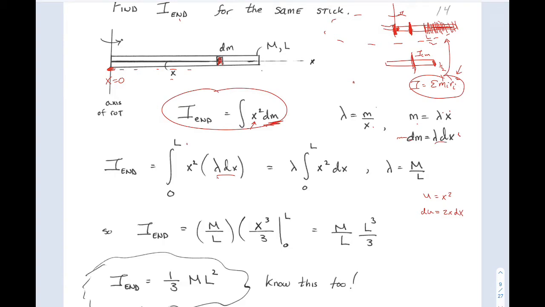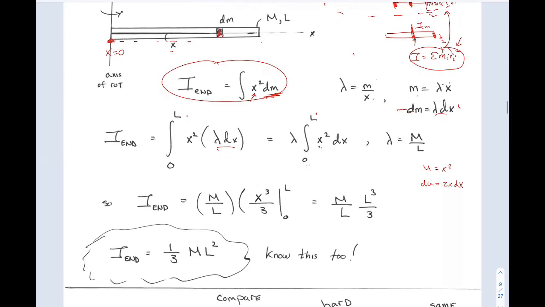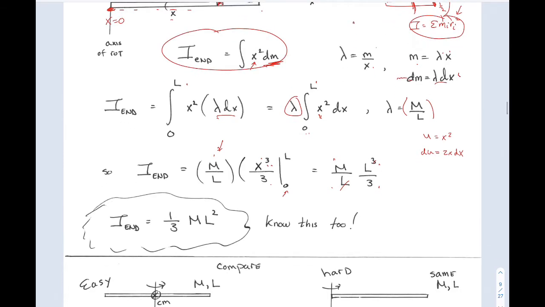So lambda comes outside, integrating x squared from 0 to L. That makes life easy because I only have the upper limit. And where I have my lambda, I'm putting in the mass of the stick divided by the length of the stick. x squared integrates to x cubed over 3. My lower limit, 0. So here's my mass per length, and then I get x cubed at the upper limit, L cubed over 3. So one of the L's cancels, and I wind up with 1/3 ML squared.